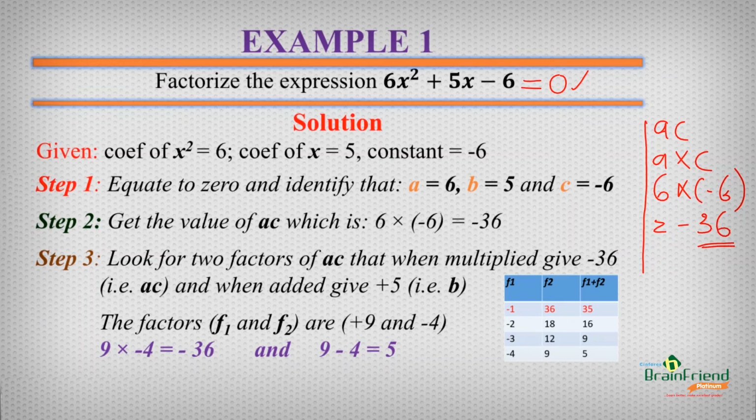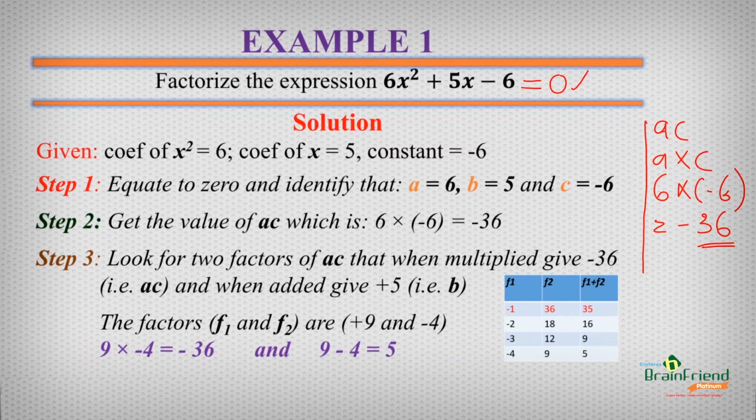Now let's look for two factors of AC that when multiplied would give us -36, that is the value of AC, and when added will give us +5, that's the value of B. Look at the table beside and let's find the factors. If we look at the factors, we can say -1 is a factor of 36.